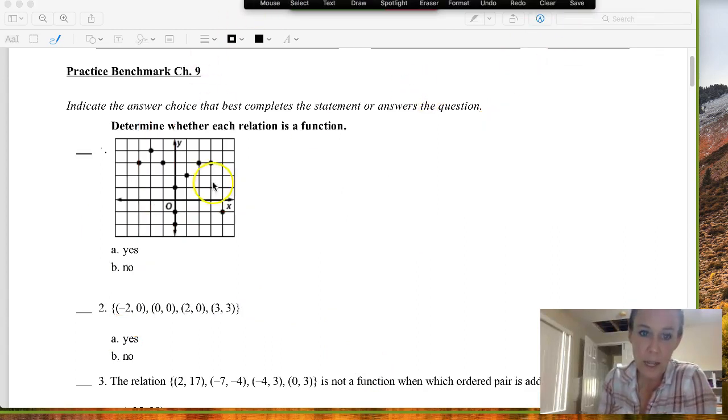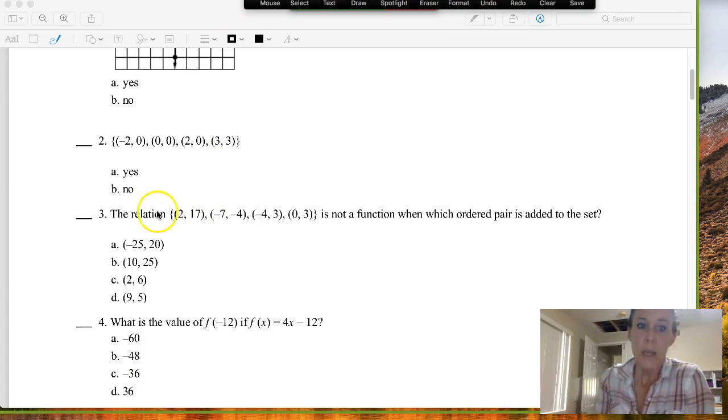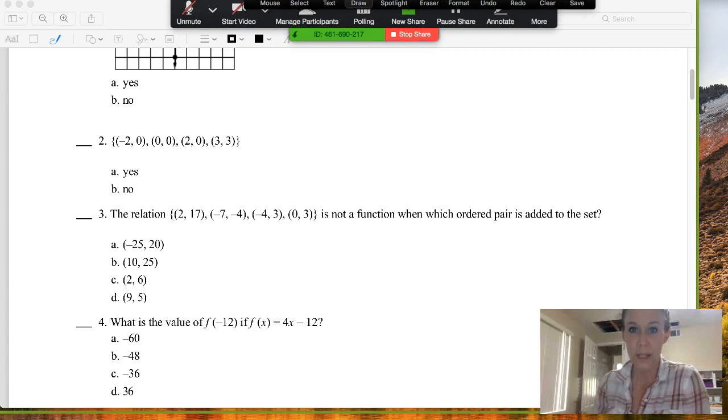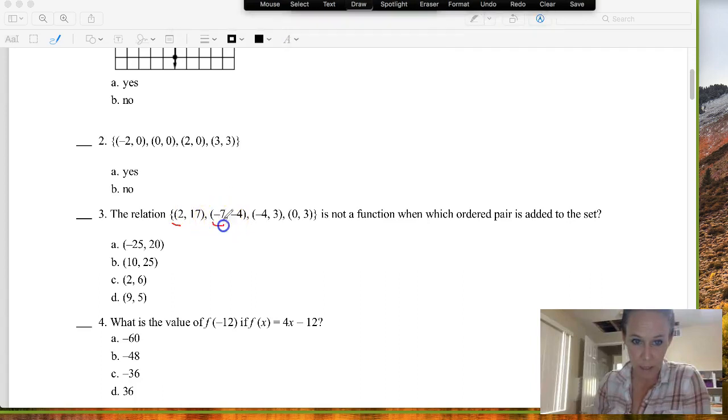Okay, let's look at number 3. The relation, and here's the relation, we have 4 ordered pairs here, is not a function when which ordered pair is added to the set? So which one of these, when I add it to this set, makes this not a function? Once again, I'm going to look for x values and see if they repeat. I plug in 2, I plug in -7, I plug in -4, I plug in 0. None of these x values repeat.